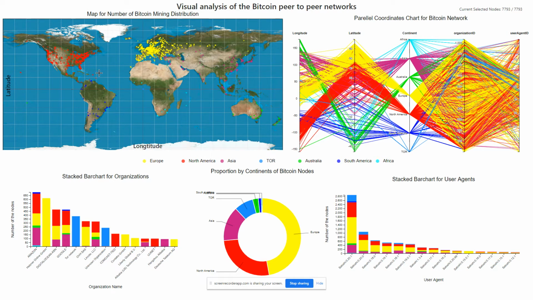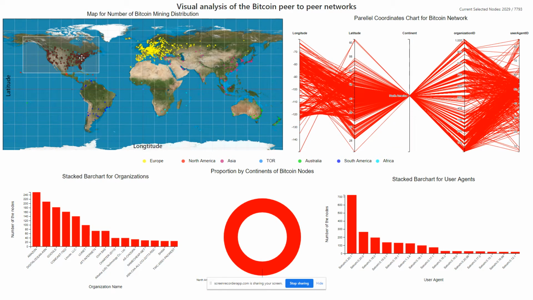If we just quickly brush over the map, we will see that all the nodes will be highlighted by a black outline. And now we can zoom to different parts of the components. We can see that in the stacked bar chart, Amazon and other players are the largest corporations, and the number of nodes we're selecting can be found on the top right corner. We selected around 2,000, so North America is home to a pretty good number of nodes, and you can see that people are also running the latest user agents.